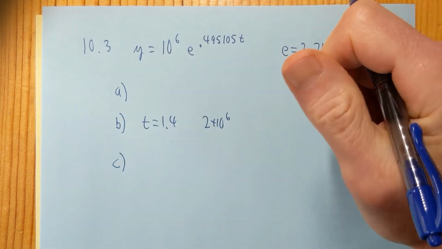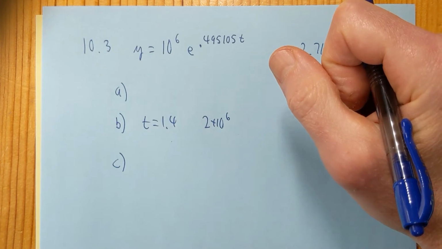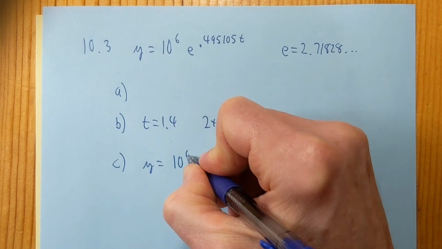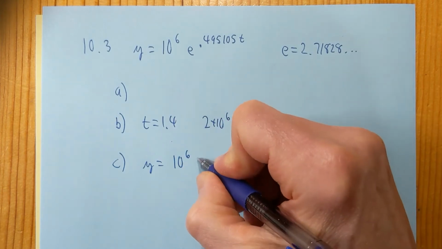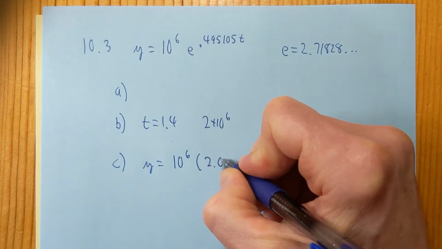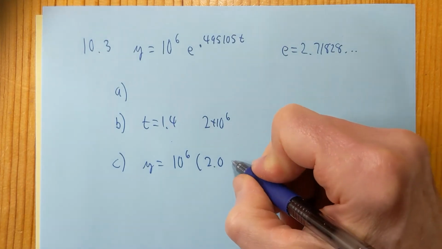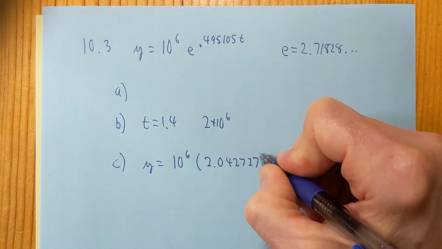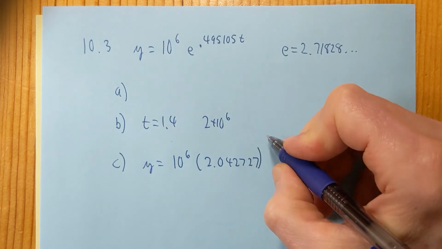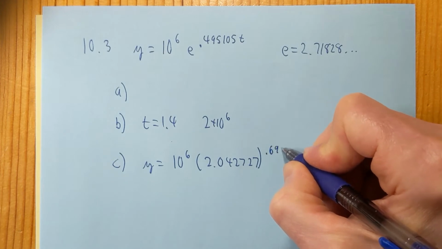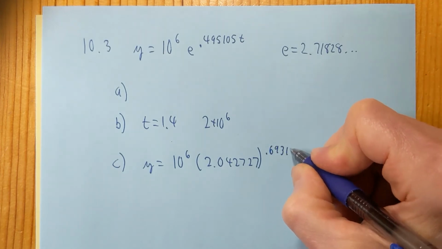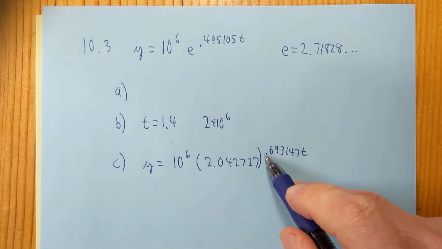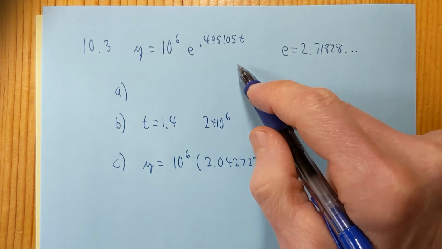They say that Sherry, another member of your lab, looks at your notebook and says that she thinks y is 10 to the 6. Again, you start off with a million cells, but then it's a new base, 2 to the 0.04, and they give a whole lot of decimal places because it matters. A little tiny bit off makes a difference when you have exponents. So that to the 0.693147t, and that's what her formula was. And you had the other formula, this one.